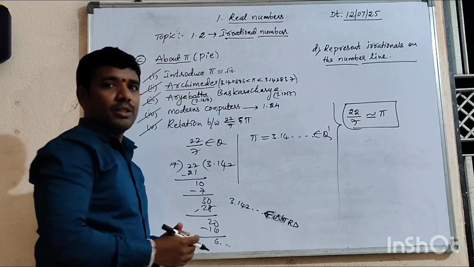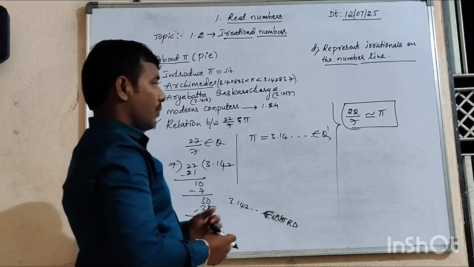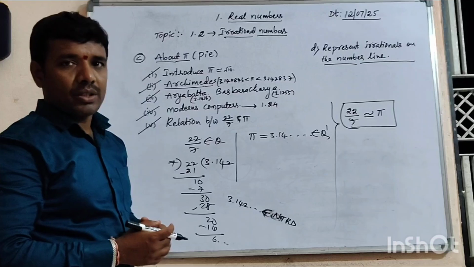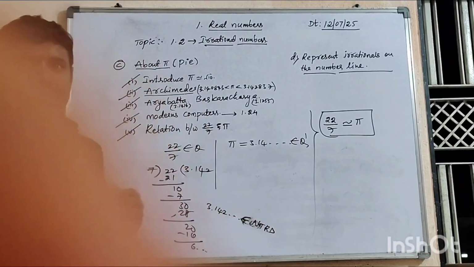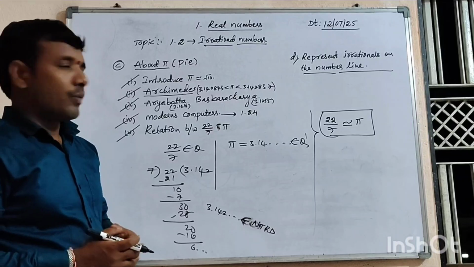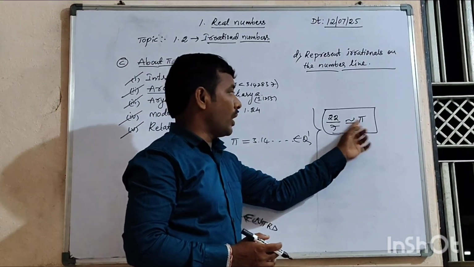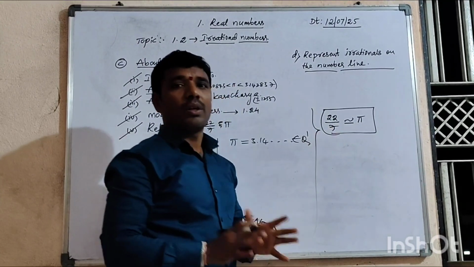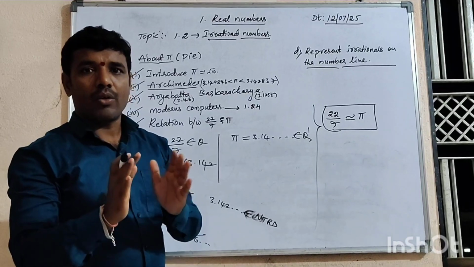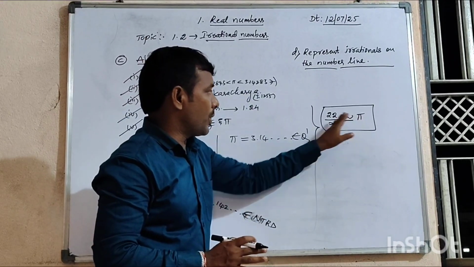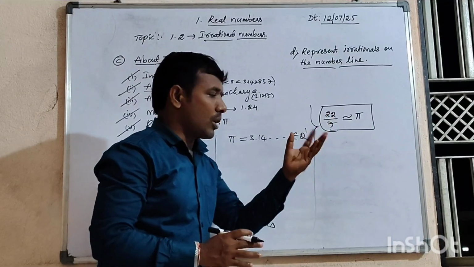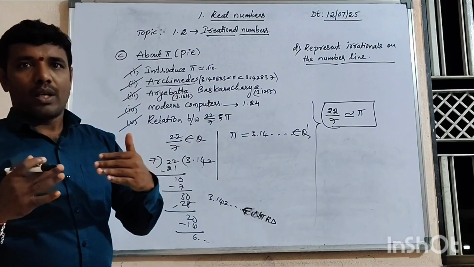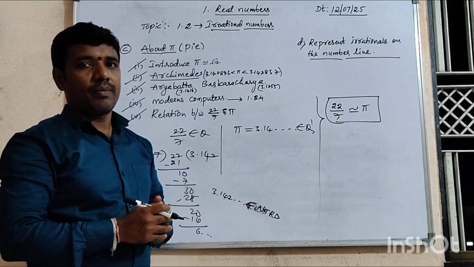Why is this relation important to us? Because when we are doing certain calculations like finding the area of the circle or the circumference of the circle, we can sometimes use 22 by 7 instead of pi. Only for calculation purposes, because those values are approximately equal. That's why we can use that.